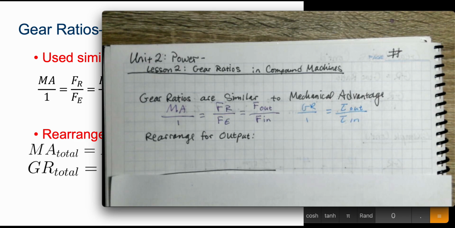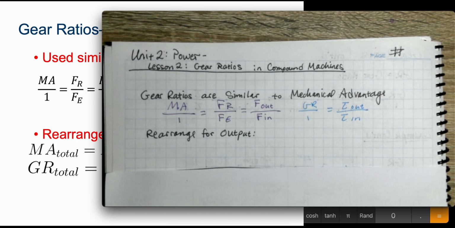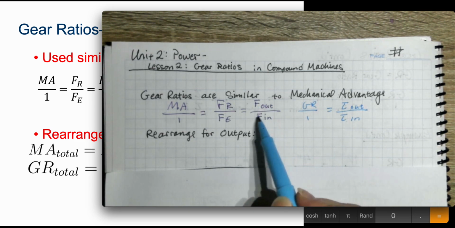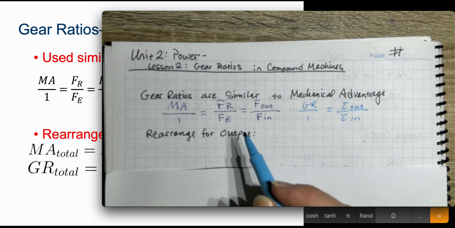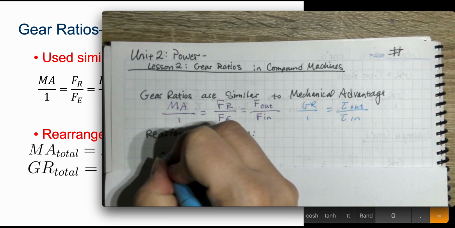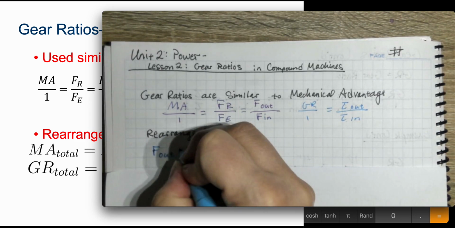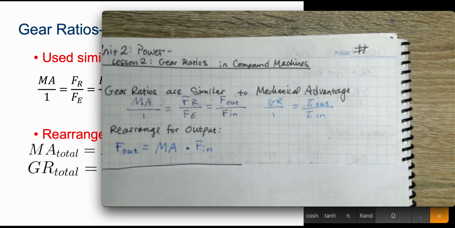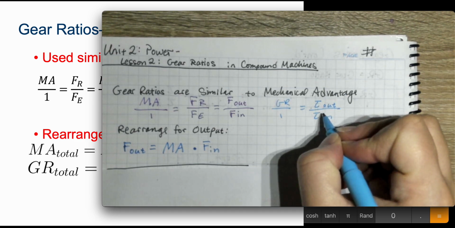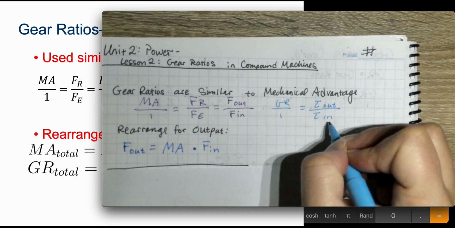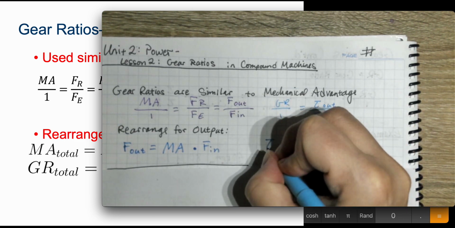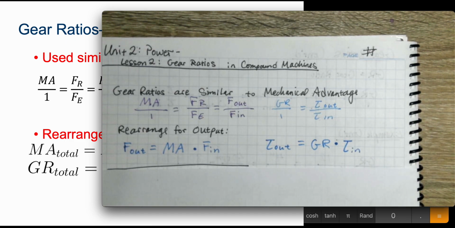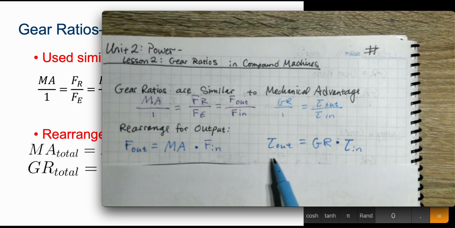And then I do want you to rearrange these for your output force. So if I was going to rearrange this formula for output, what would I have to do to get output by itself? We'd have to multiply both sides by your input force, and then it would cancel out. And so that means my output force, F out, is going to be equal to mechanical advantage times your input force. And it's the exact same thing when we're dealing with torque. If I was solving for output torque, I'd multiply both sides by torque in. It would cancel out on this side. And then I would have that my torque output is equal to GR, my gear ratio, times my torque input. And so that's just another way. If you know the gear ratio and your input of any of these things, then you can solve for that output really easily.